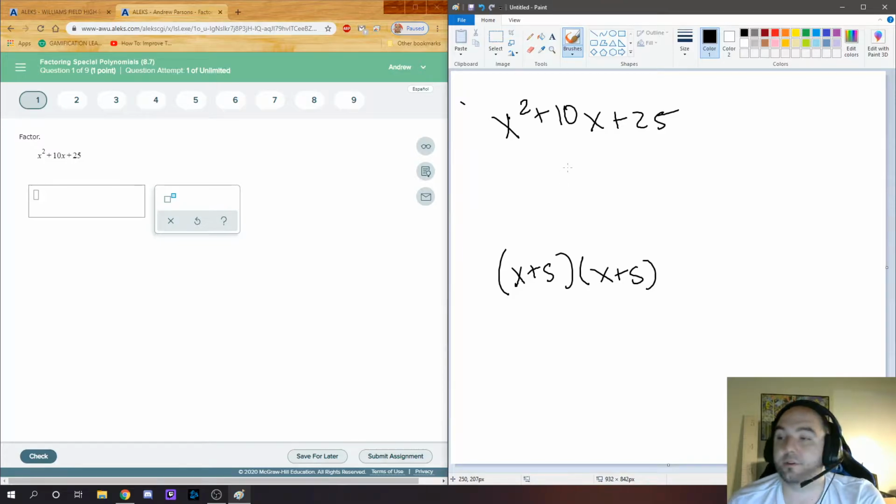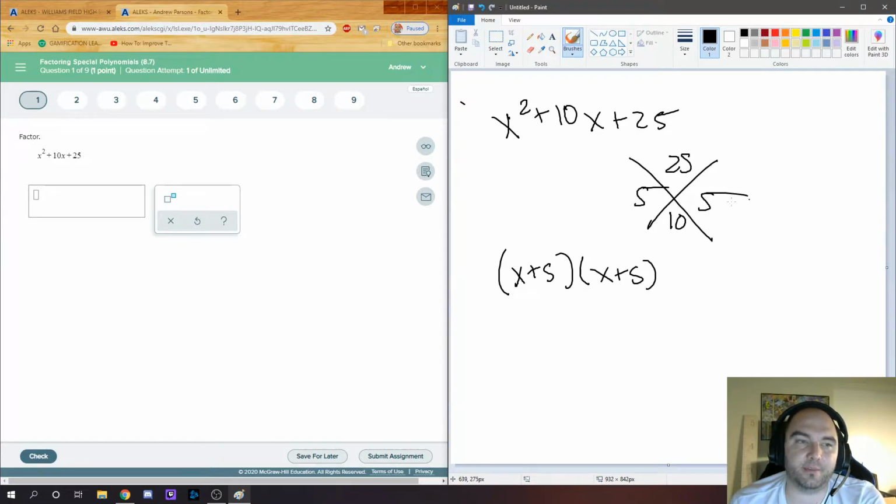Now, if you're like, what did this guy just say? You're more than welcome to write what multiplies to make 25 and adds up to make 10, and you get 5 and 5. And because there's no number up front, you don't need to do bottoms up or any box methods or whatever. You can just write the answer x plus 5, x plus 5, and be done.